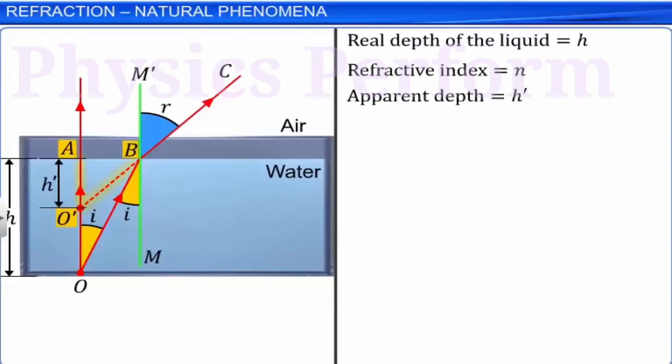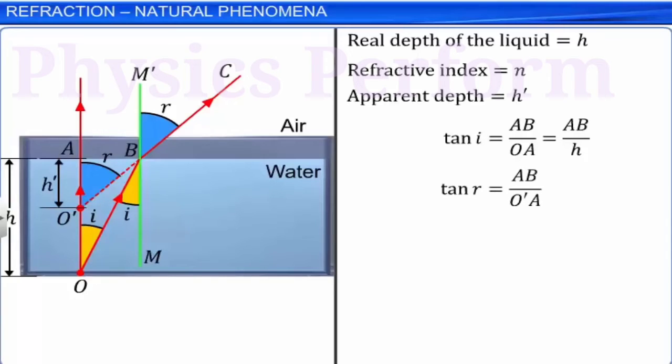Then from triangle OAB, tan I is equal to AB by OA, which is equal to AB by H. And from triangle O'AB, tan R is equal to AB by O'A and is equal to AB by H'. Therefore, tan I by tan R is equal to AB by H divided by AB by H', which is equal to H' by H.